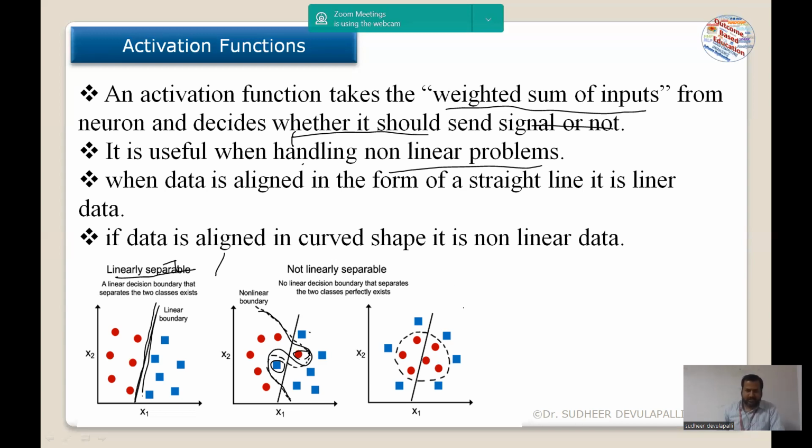And another example: here you can see the data when some features are plotted on the 2D plane. So this is also a non-linearly separable problem. Here you need a non-linear hyperplane like this, and then only you can classify them. Otherwise, it is not possible to classify. These are the complex issues involved when you are classifying non-linearly separable data. So if your data is aligned in a curved shape, it is non-linearly separable data. That is the basic thing you need to remember.